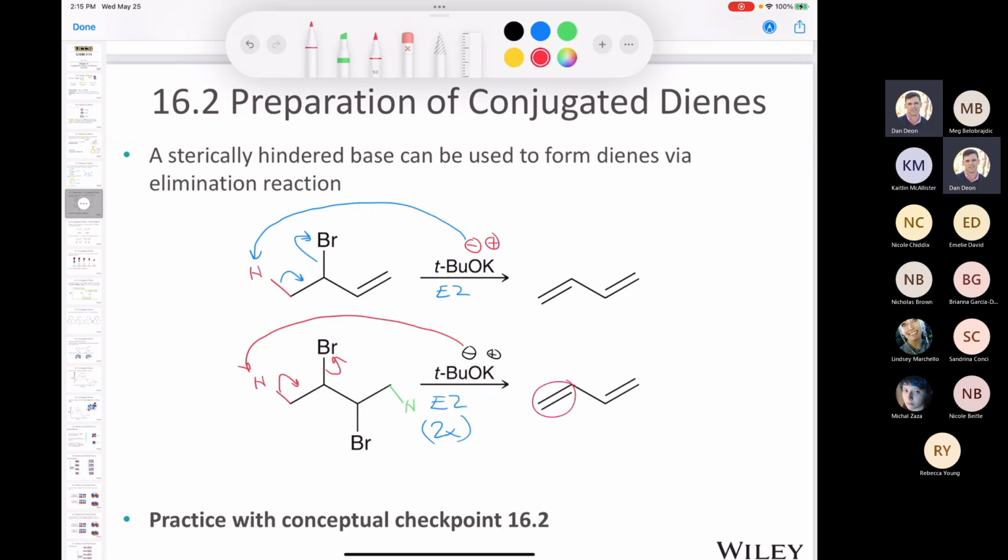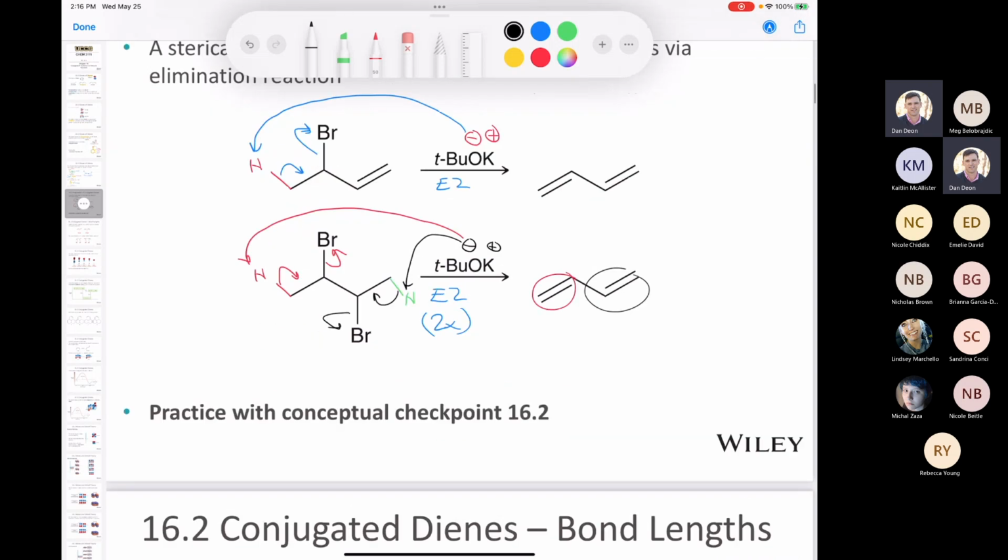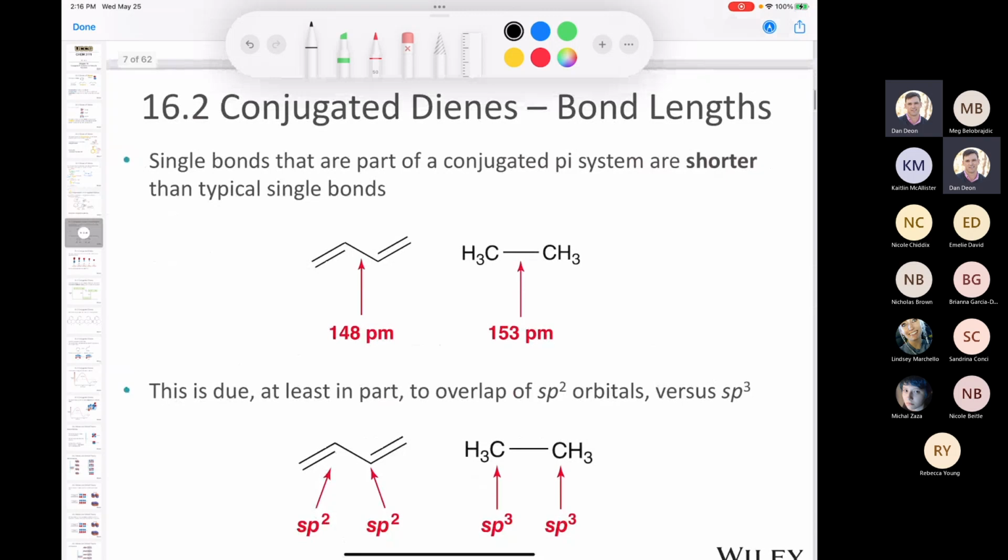And then after that's formed, and I'm kind of drawing 2 mechanisms on the same molecule, which isn't correct, but just in the interest of time, it can do it with this proton as well. And that's how you end up with 2 double bonds. You can either do one elimination on an alkene that already has a halogen on the vinylic carbon, or you can do a double elimination. Either way is perfectly reasonable for making a diene.